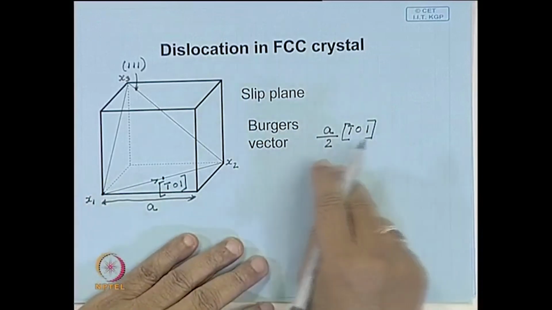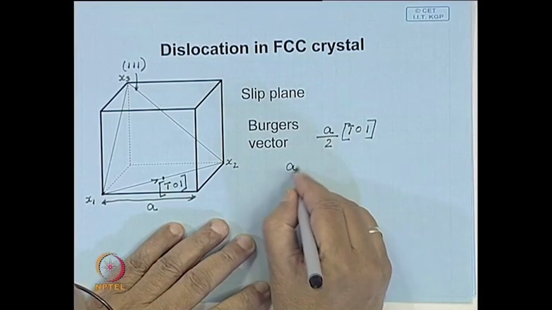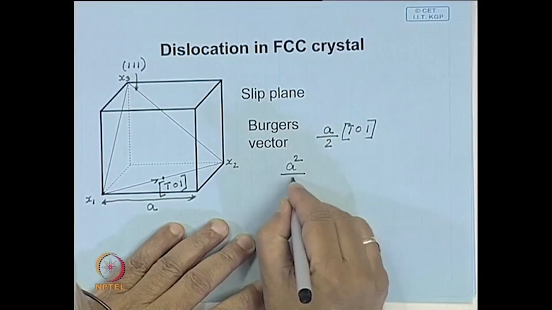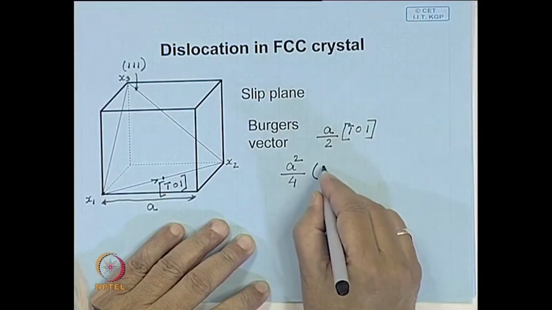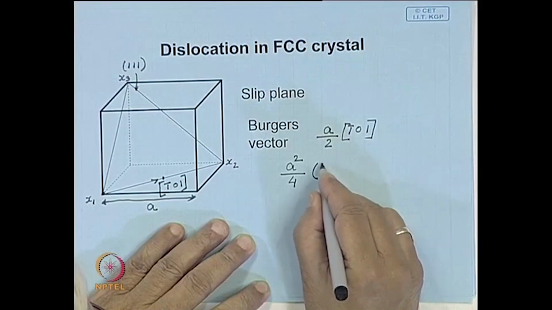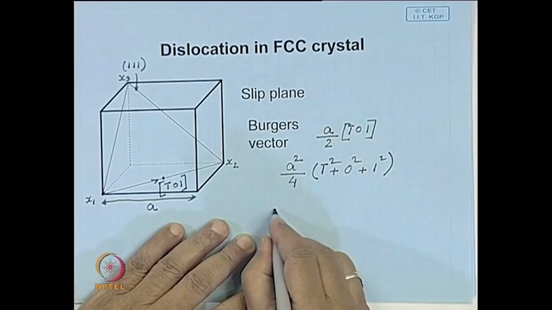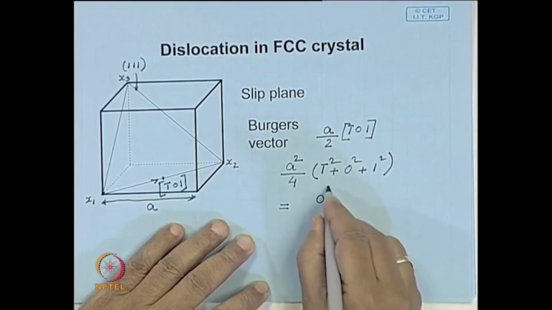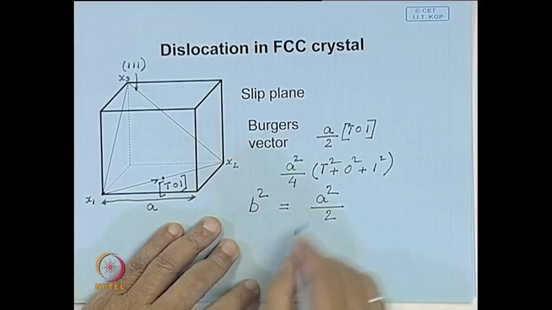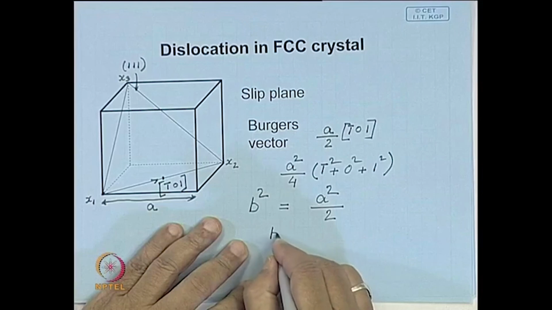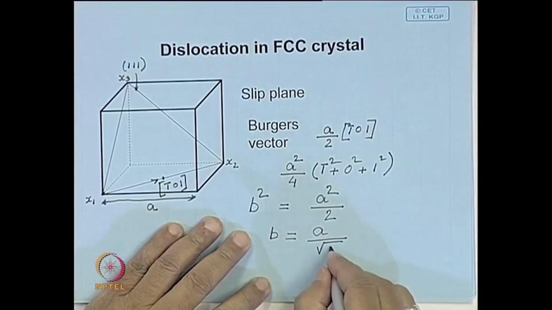If you want to find out the magnitude of the Burgers vector, it is quite easy. The magnitude will be, what you do is, this is 1 square, plus 1 square. So, therefore, this becomes equal to A square over 2. So, this is B square. So, B is A over root 2.